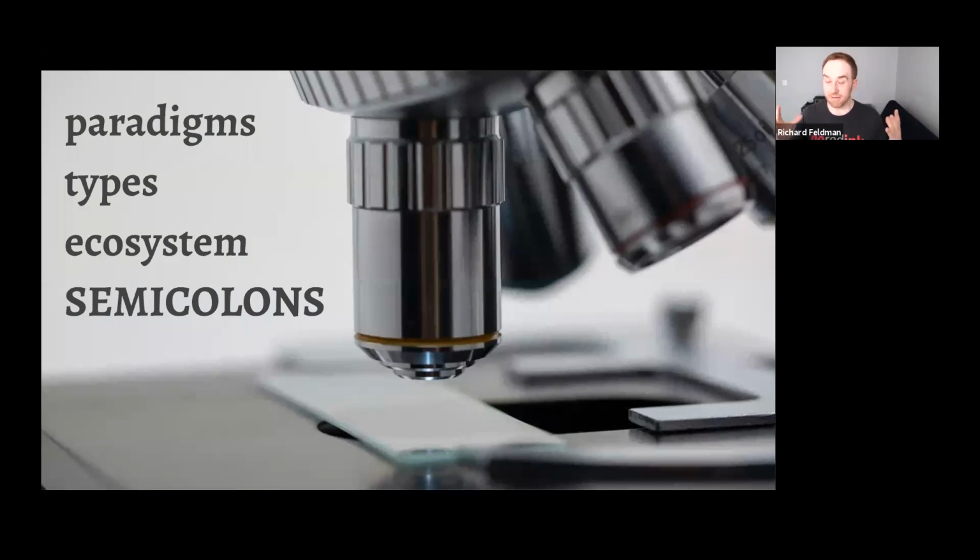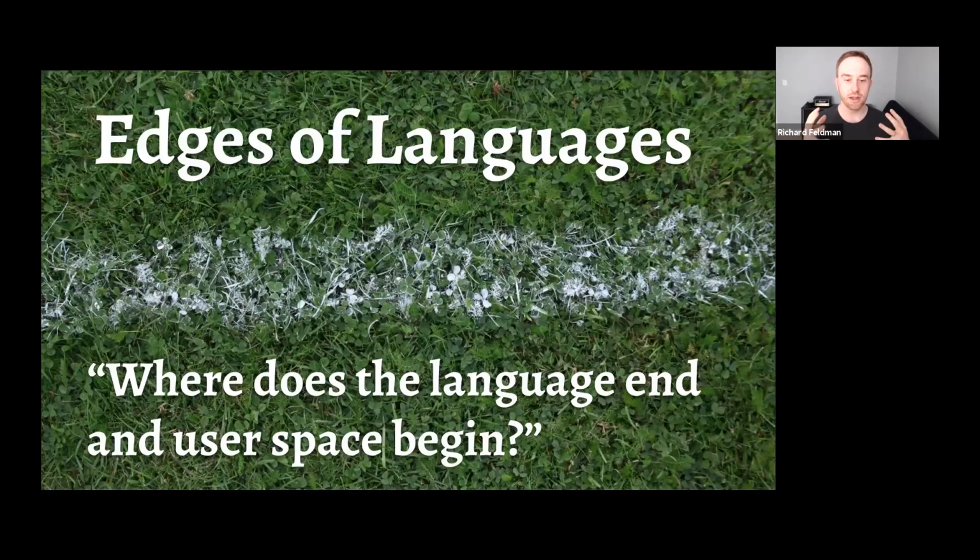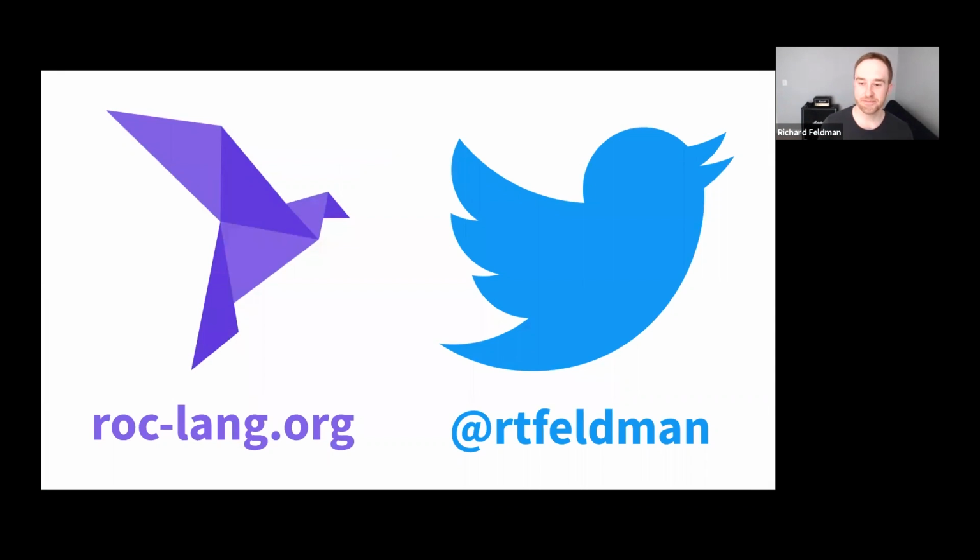Okay. So finally, bringing this all together, I'm sure many of you are familiar with evaluating languages based on paradigms, types, ecosystem, and of course, semicolons. But hopefully this talk has given you some insight into some relevant ways that you can evaluate languages differently in terms of their edges and answering the question, where does the language end and user space begin? Thanks very much.